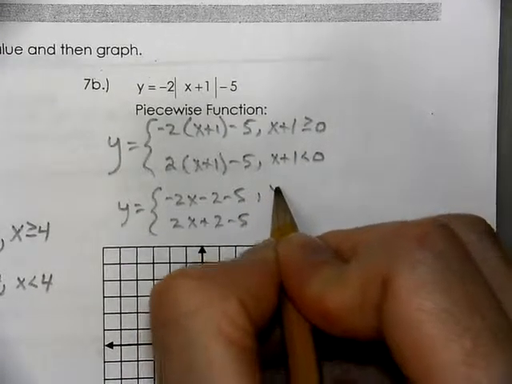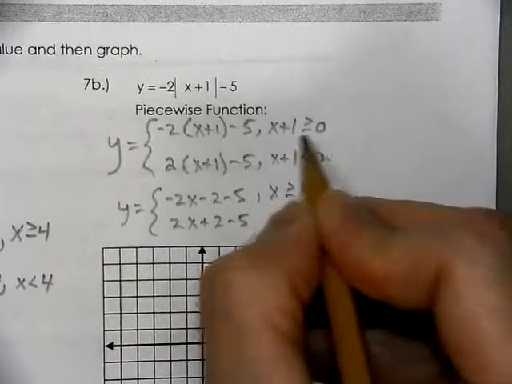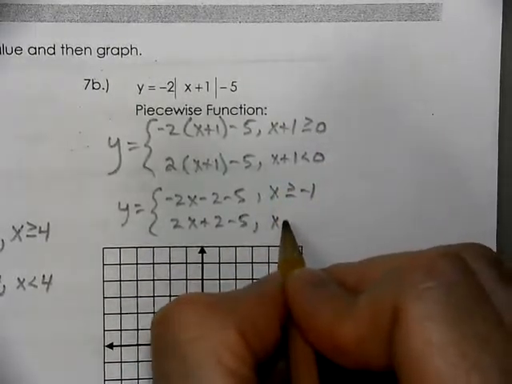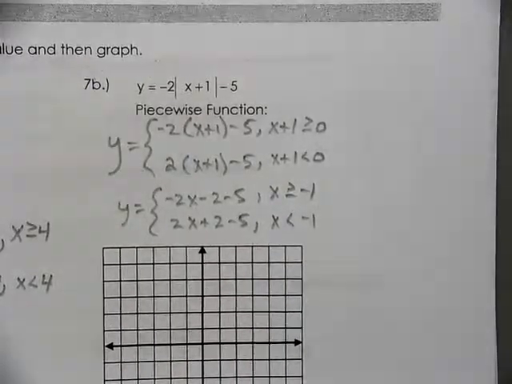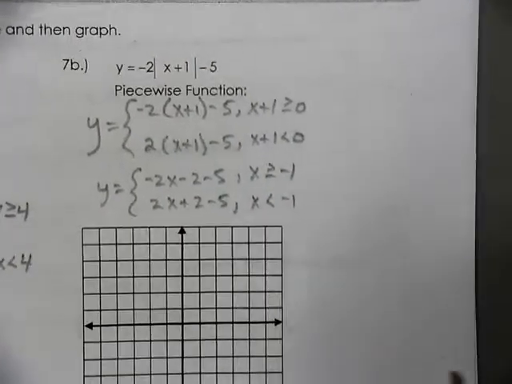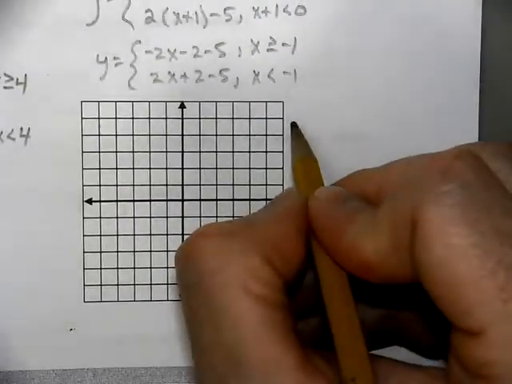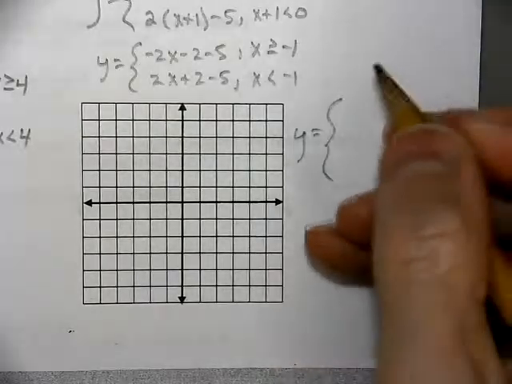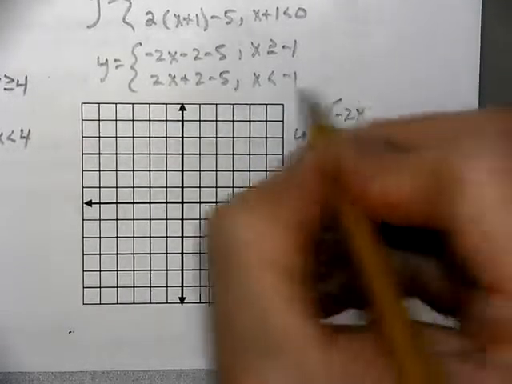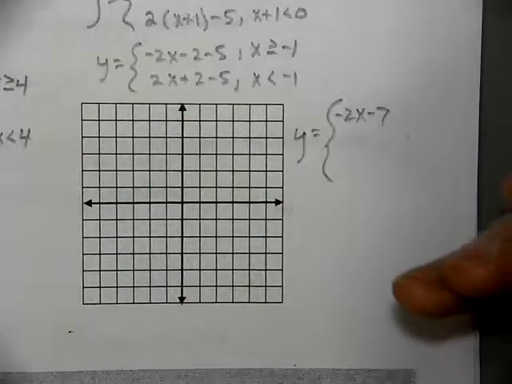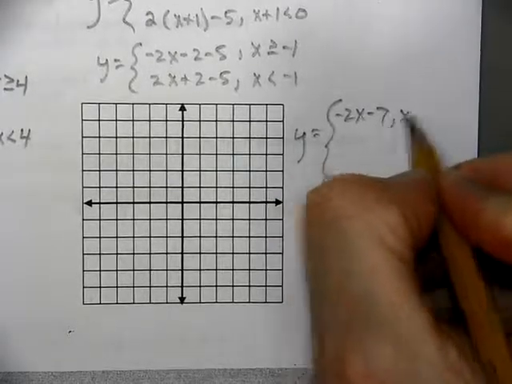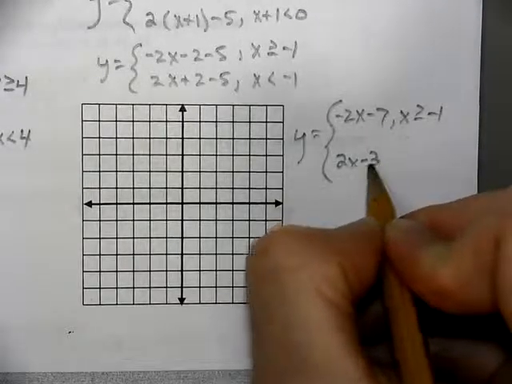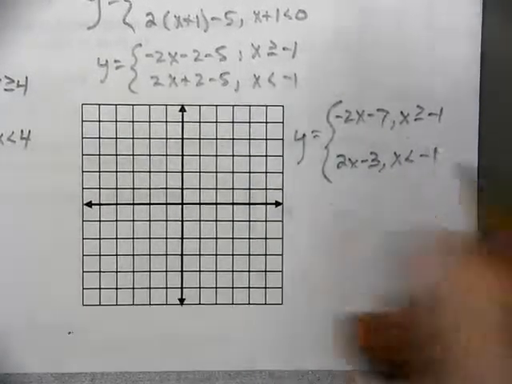We subtract 1, subtract 1, subtract 1, subtract 1. So our final equation here is going to be negative 2x minus 7 when x is greater than or equal to negative 1, and 2x minus 3 when x is less than negative 1.